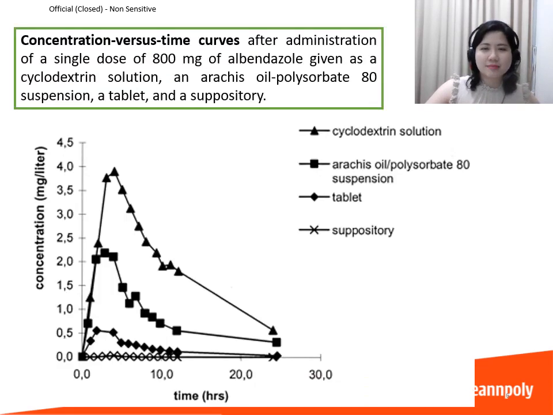Here we see an example of how different dosage forms of a drug have different bioavailabilities. In this example, 800 mg of albendazole is administered in different dosage forms. The cyclodextrin solution has the highest bioavailability as it provides the highest plasma drug concentration. The suspension has a lower bioavailability, followed by the tablet. The suppository was not able to deliver the drug at all to the systemic circulation.